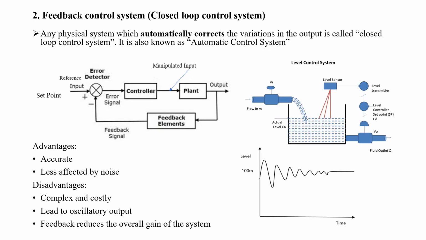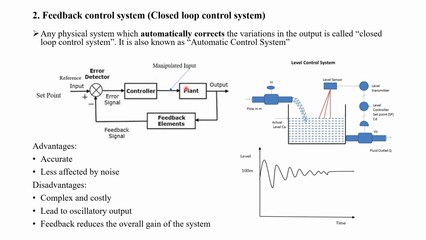Next, we are going to see about the closed loop control system, that is nothing but the feedback control system. So this is the diagram for the feedback control system. Here the loop is closed, so we can say it is a feedback control system. In a feedback control system, the system will automatically correct the variations in the output signal. We can make the open loop control system into a closed loop by using some additional components.